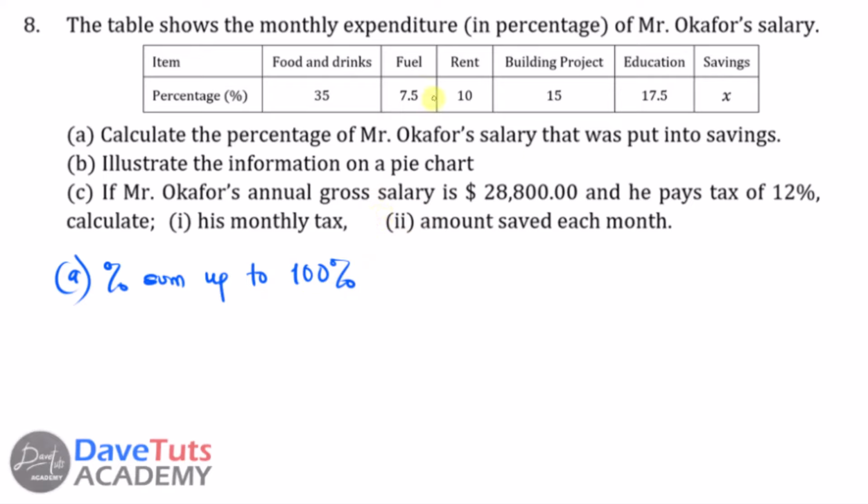Now since we have all of this, but we have this as unknown x, if we add everything, they should sum up to 100. So we can say in this case, we have 35 plus 7.5 plus 10 plus 15 plus 17.5 plus x, which is amounting to the part of Mr. Okafor's salary that went into savings. Everything is going to be 100. So we can just use our calculator to add all of this.